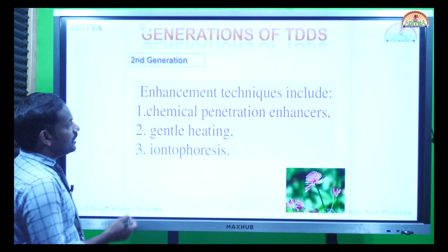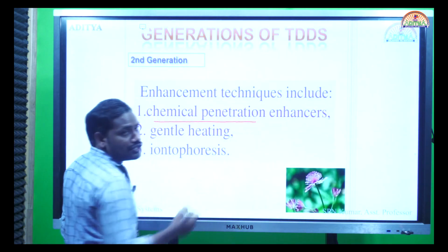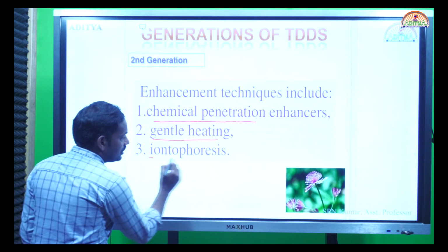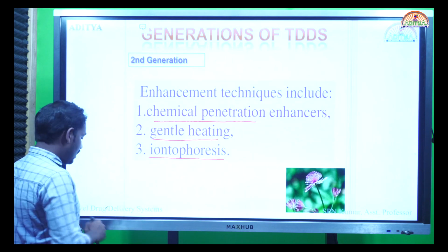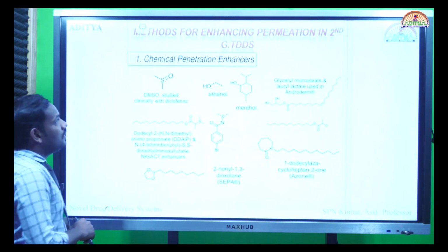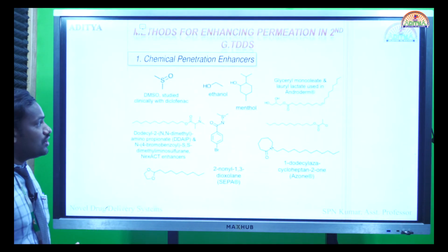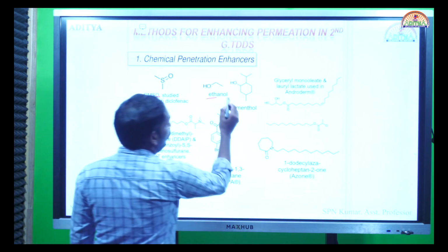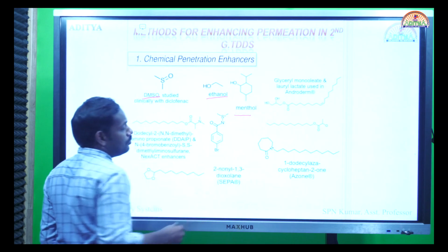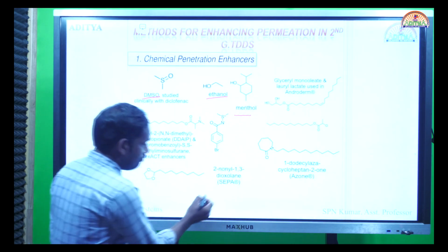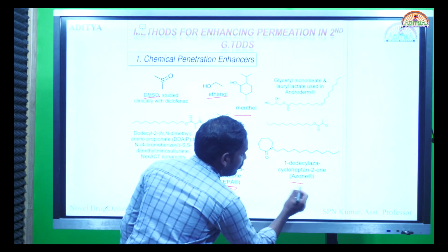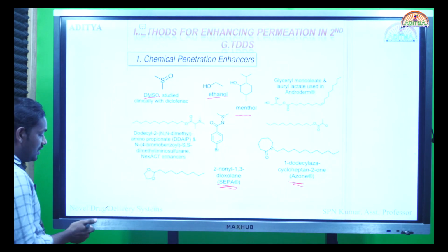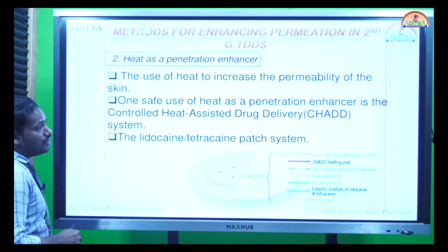So the enhancement techniques include, we can use chemical penetration enhancers like DMSO, or we can use gentle heating, or we can use electrical current to pass the ionized drugs. So here are some chemical penetration enhancers. Examples include DMSO, dimethyl sulfoxide, ethanol, methanol, glyceryl monolaurate, stearates, or these marketed drugs like Cepa or Azone. These drugs can cause more permeation to the skin and facilitate larger molecular weight drugs into the body.